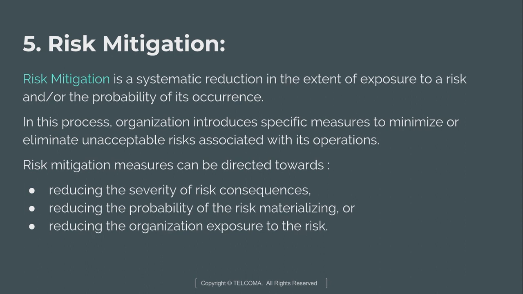Next is the risk mitigation. Risk mitigation is taking steps to reduce the adverse effect of risk or reducing its probability of occurrence. In this process, organizations introduce specific measures to minimize or eliminate unacceptable risk associated with their operation. Here the risk mitigation measures can be directed toward reducing the severity or probability of the risk. Next is reducing the organization's exposure to the risk by reducing the target area. So these are the measures for the risk mitigation.